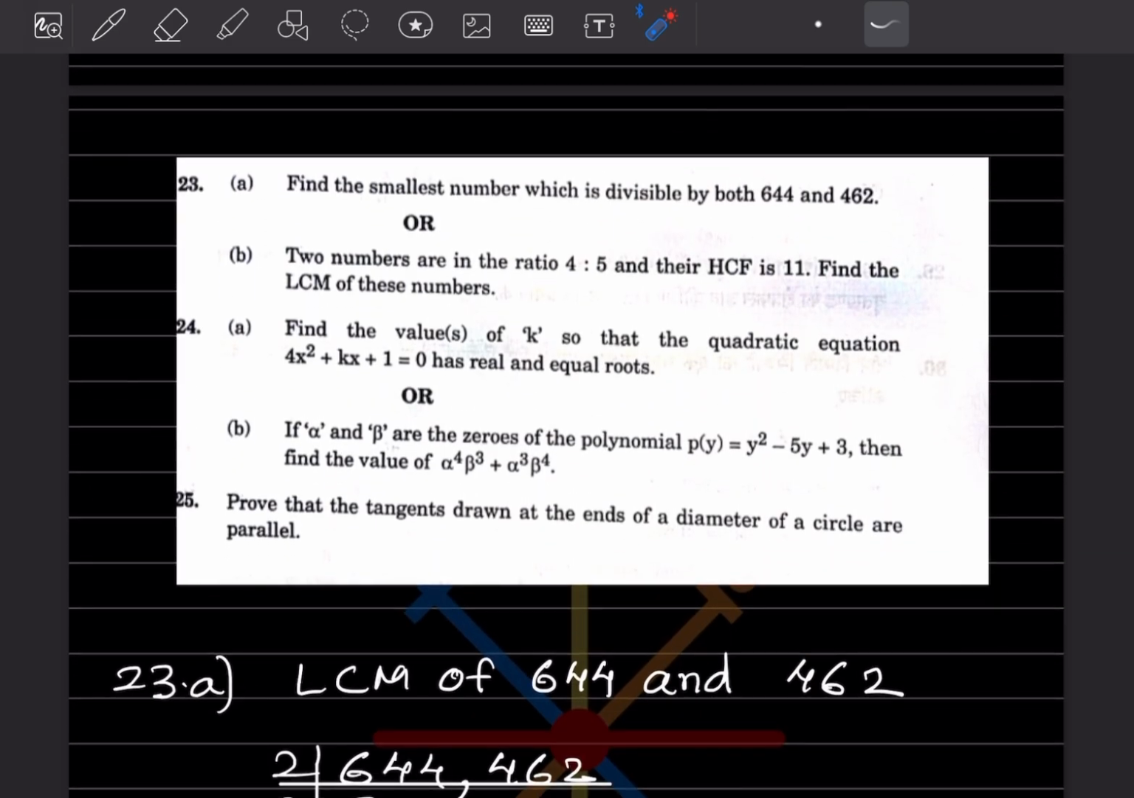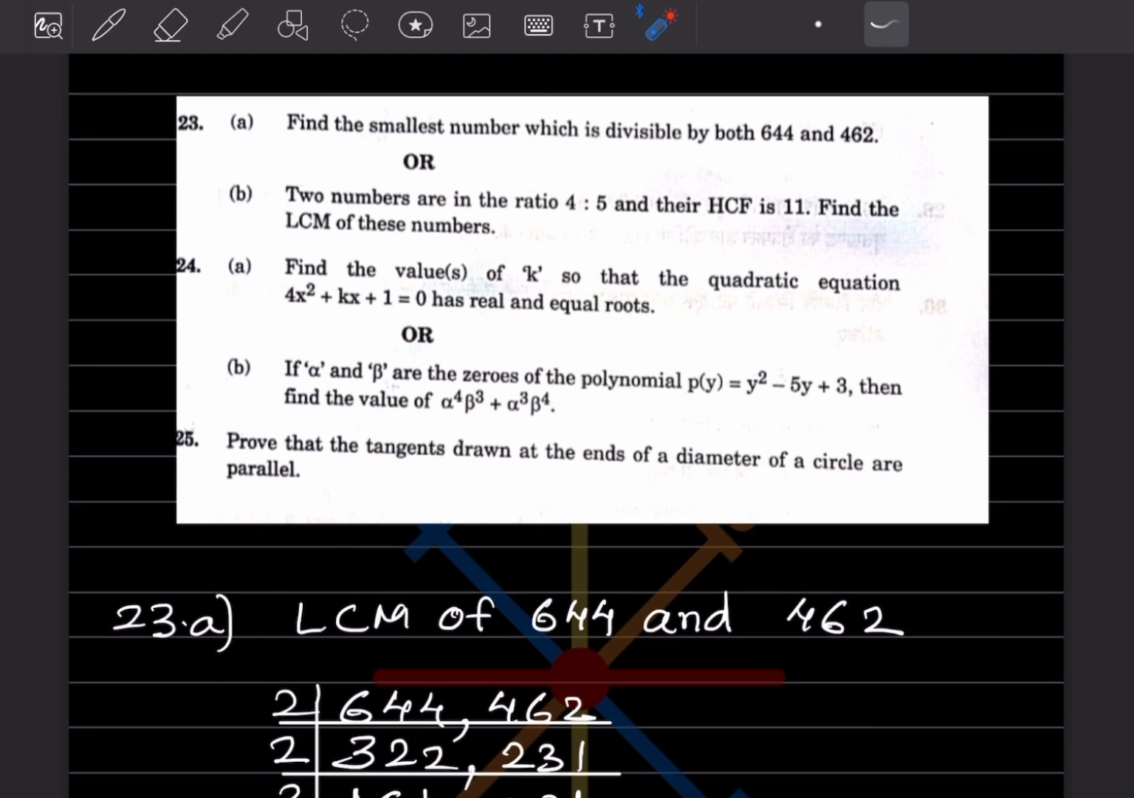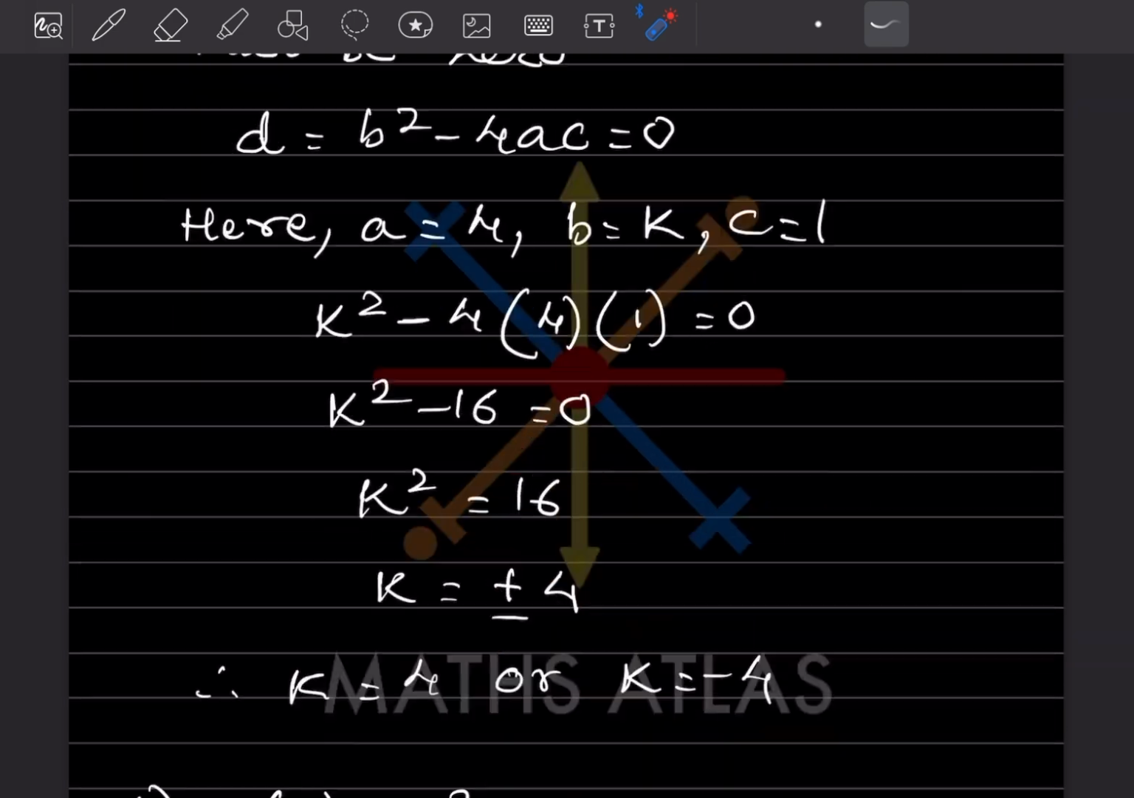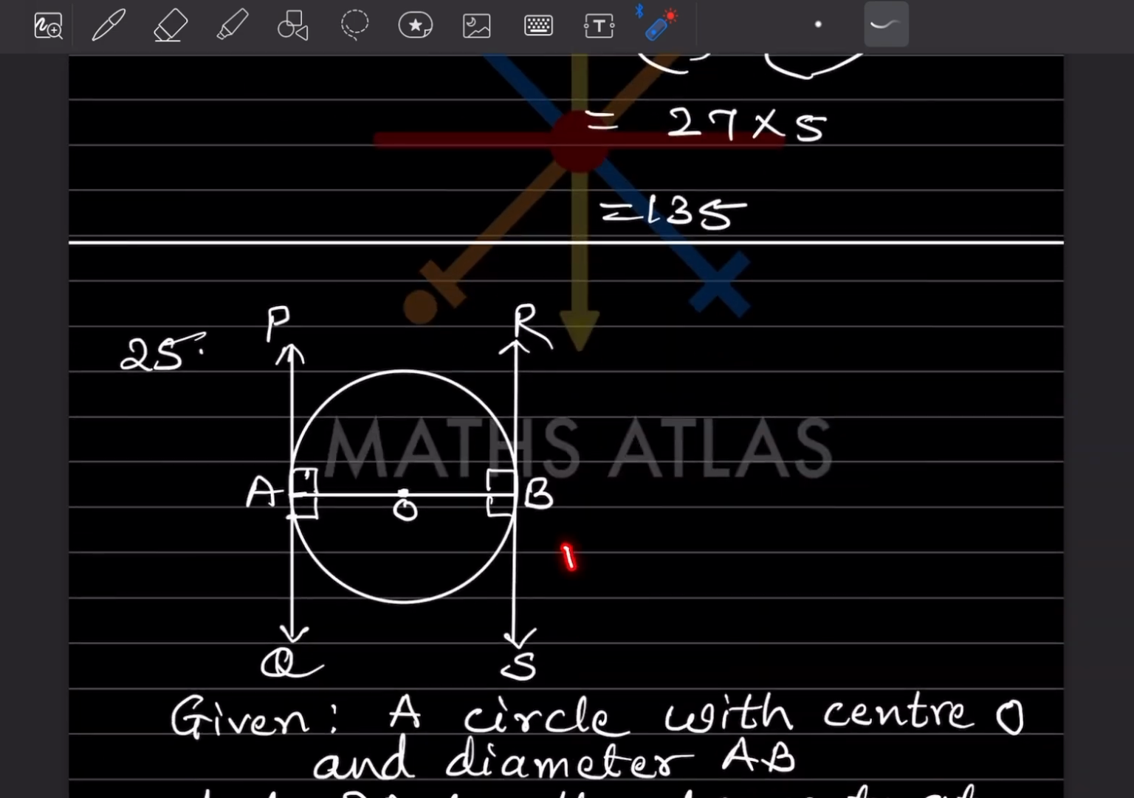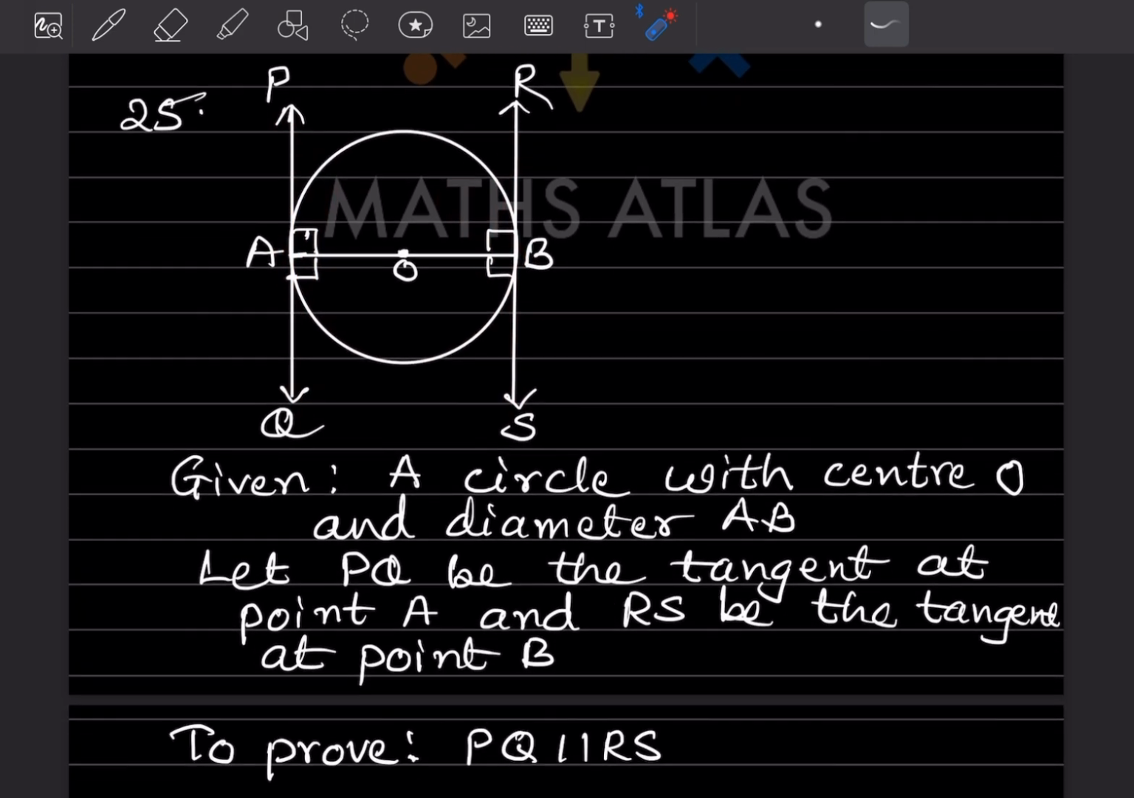Now here, prove that the tangents drawn at the ends of a diameter of a circle are parallel. So at the ends of the diameter of a circle, the tangents drawn are parallel. This is the figure. This is the circle, and these are the tangents which are drawn at the ends. They are parallel.